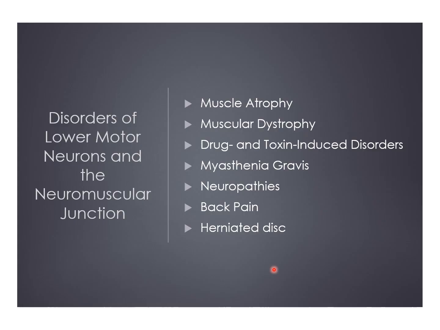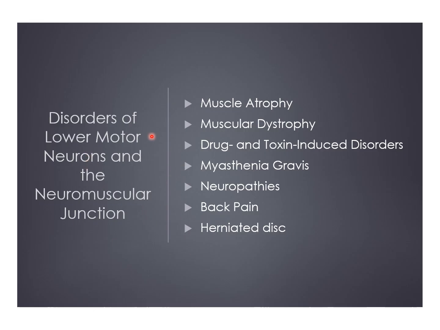There are a lot of disorders of the lower motor neurons and the neuromuscular junction. These are disorders largely of the motor control system that happens from the ventral horn of the spinal cord projecting out into those motor units themselves. So things like muscle atrophy, the disease muscular dystrophy, many of our drug and toxin-induced disorders, myasthenia gravis, different neuropathies, back pain, and herniated disc are all examples of disorders of the lower motor neurons and the neuromuscular junction.